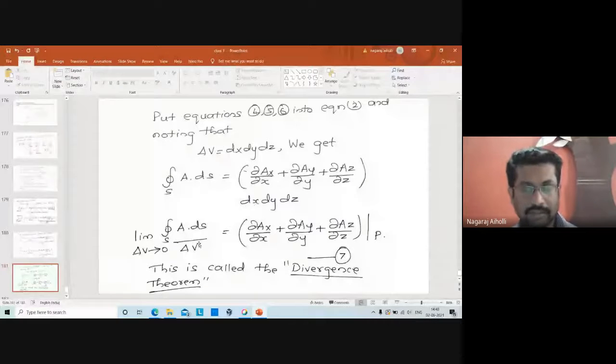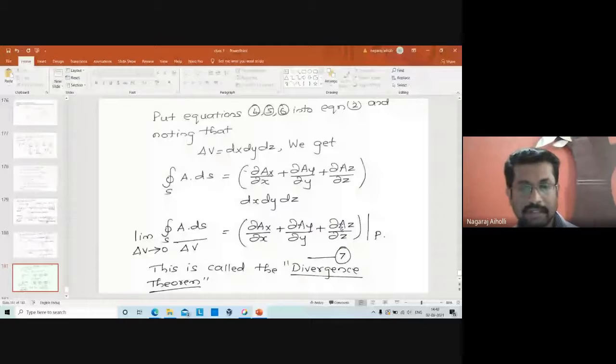It will come to the denominator. Therefore, closed surface integral of A dot dS divided by delta V. Now, because it's a volume here, if I apply the limits, because it's a divergence, the volume shrinks to 0. Then it will be limit as delta V tends to 0 of the closed surface integral of A dot dS divided by delta V, that is equal to ∂Ax/∂x plus ∂Ay/∂y plus ∂Az/∂z.